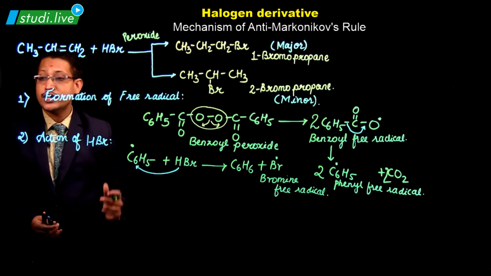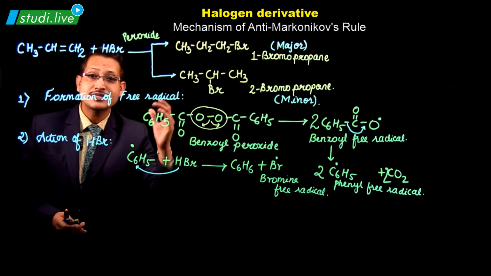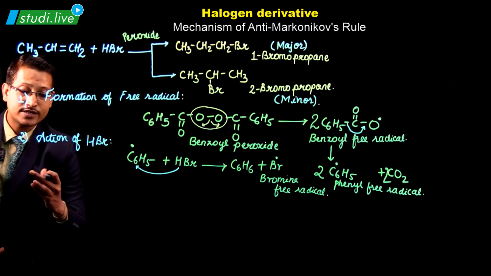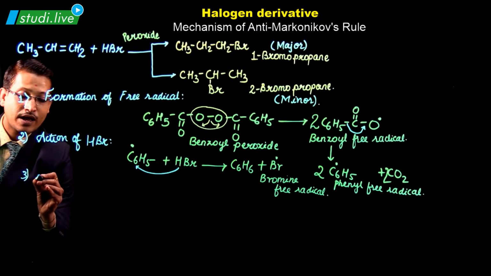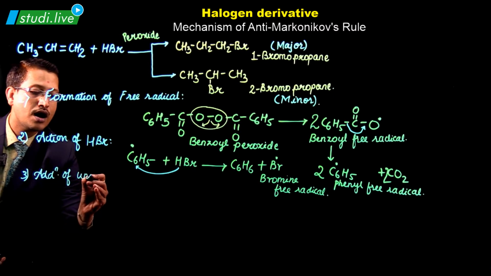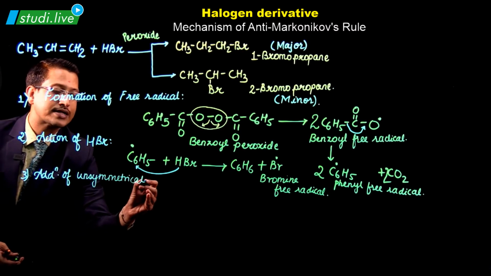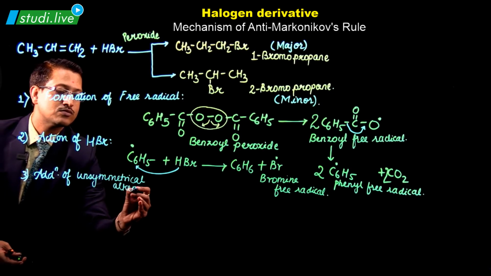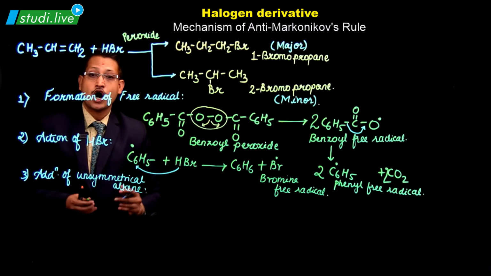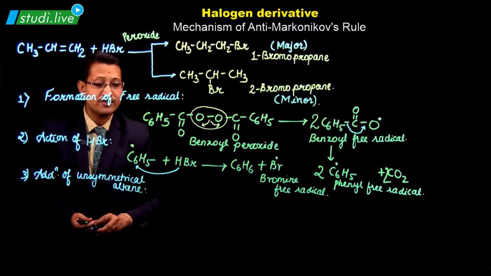Now we come to the third and the very important step where the unsymmetrical alkene has to add. So in the third step, let's talk about the addition of unsymmetrical alkene. So now we are talking about the addition of unsymmetrical alkene. Now how will this addition of unsymmetrical alkene take place? With the help of this bromine free radical.